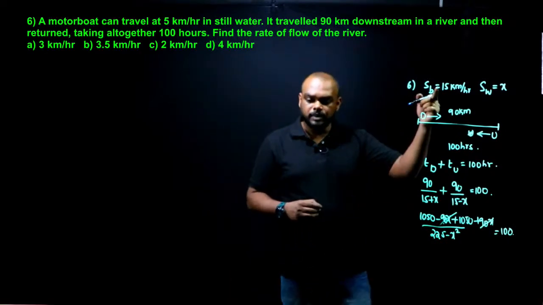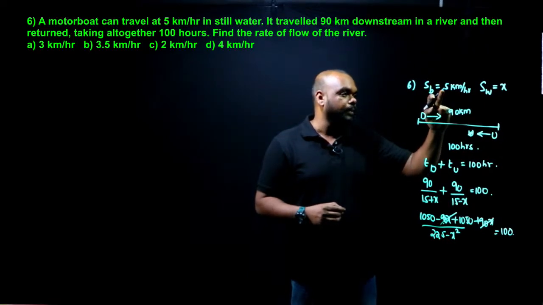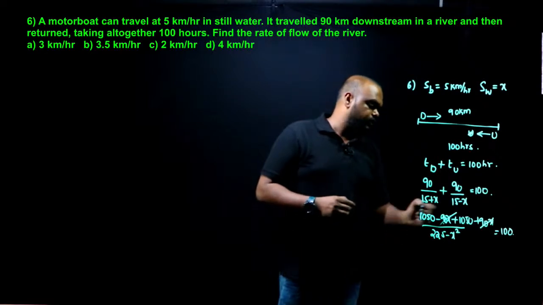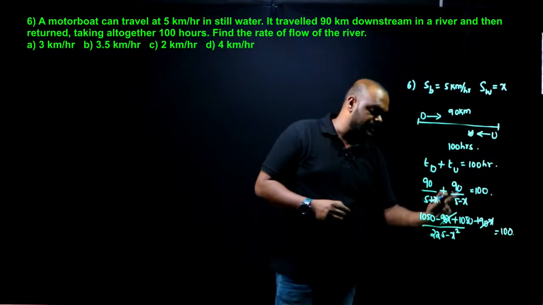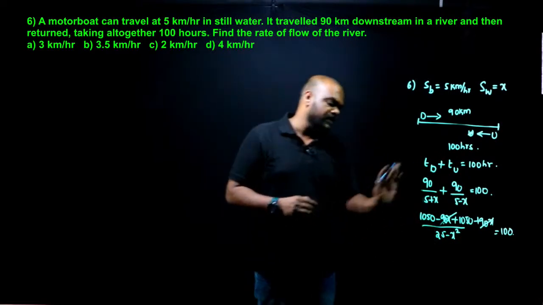Oh, SB is 5 km per hour. I'm sorry guys. SB equal to 5. Okay, no problem. Nothing major changes. 5 means 5 plus x, 5 minus x. This is not 225, this is 25. Okay, I'll repeat it anyways, don't worry.